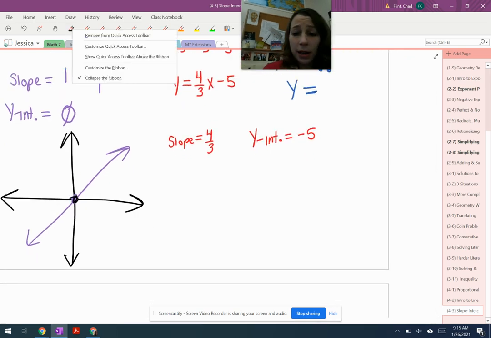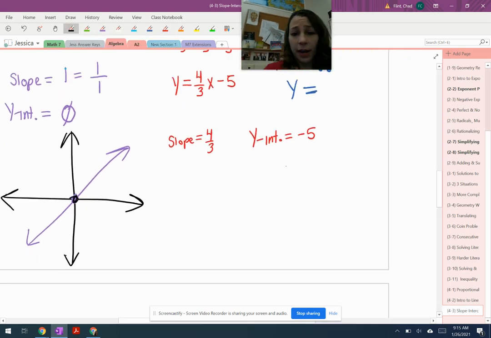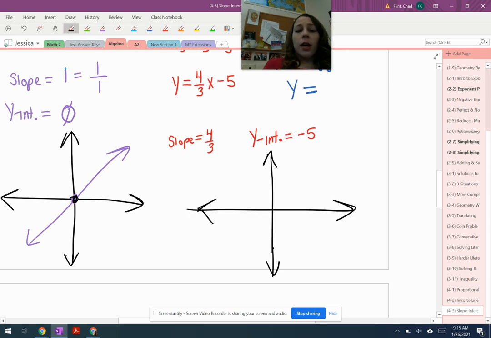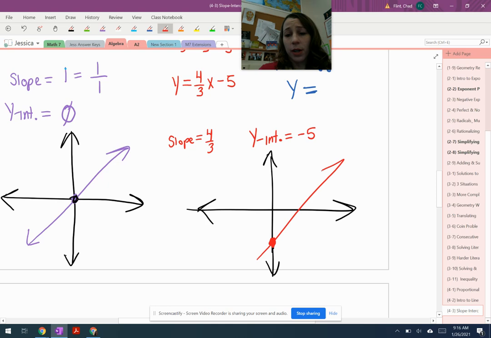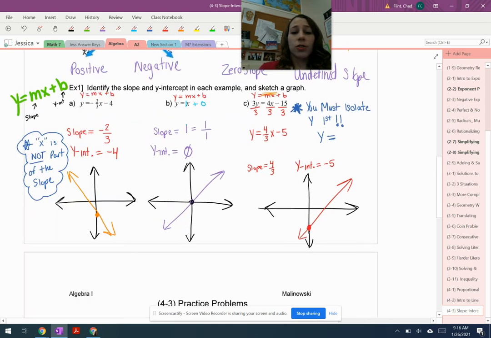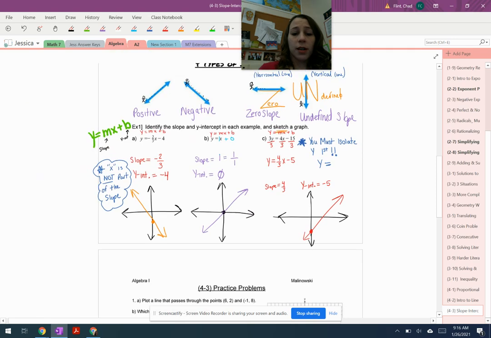And then last but not least, sketching a little graph of that. If my pen would just draw for once in its lousy life. All right, so we had a y-intercept of negative 5, so that's like down here somewhere, and we have a positive slope, so that's going to look something like that. And there we have it, ladies and gents. You've got lesson 4-3.